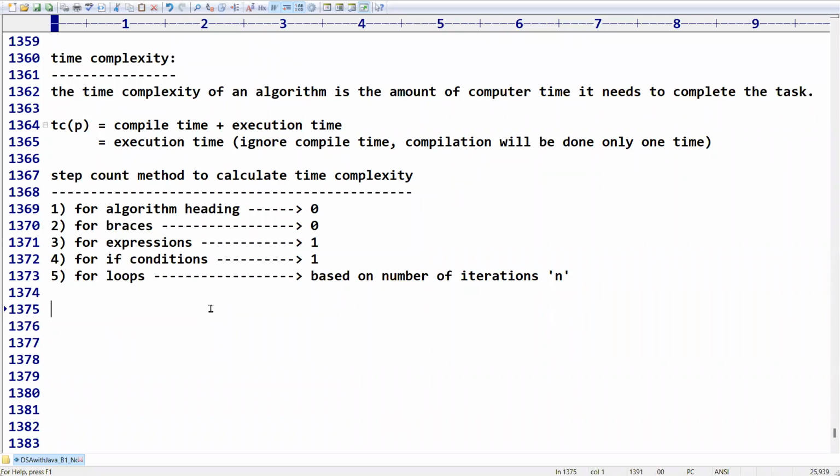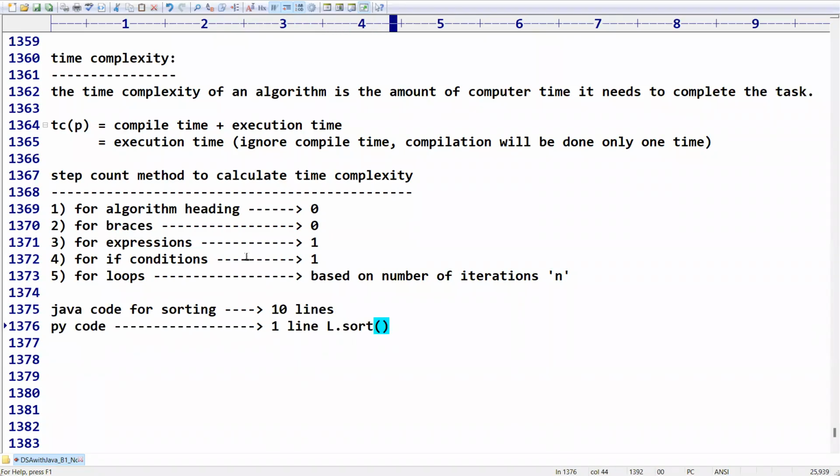Definitely it will be involved. So that's what I'm telling. See, if you write Java code for sorting, how many lines of code are you going to write? Just assume I am going to write 10 lines of code. If you write Python code for sorting, I will use only one line. What is that one line? L dot sort.